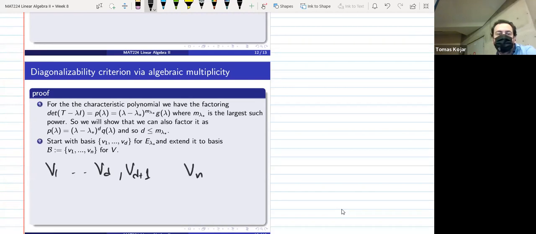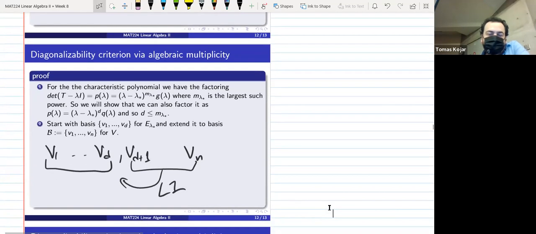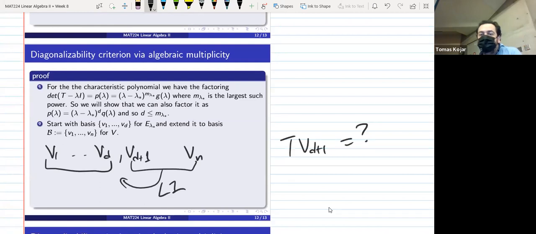It's just vectors linearly independent of the other stuff, right? Because you need to span the whole space. Perfect. So we don't know what they are. Like V D plus 1, no idea.